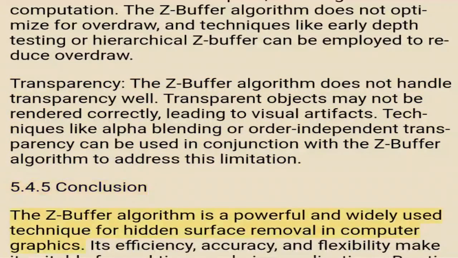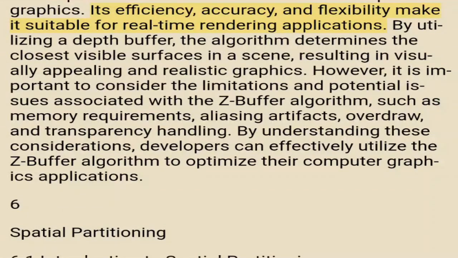5.4.5 Conclusion. The Z-buffer algorithm is a powerful and widely used technique for hidden surface removal in computer graphics. Its efficiency, accuracy, and flexibility make it suitable for real-time rendering applications. By utilizing a depth buffer, the algorithm determines the closest visible surfaces in a scene, resulting in visually appealing and realistic graphics. However, it is important to consider the limitations and potential issues associated with the Z-buffer algorithm, such as memory requirements, aliasing artifacts, overdraw, and transparency handling. By understanding these considerations, developers can effectively utilize the Z-buffer algorithm to optimize their computer graphics applications.